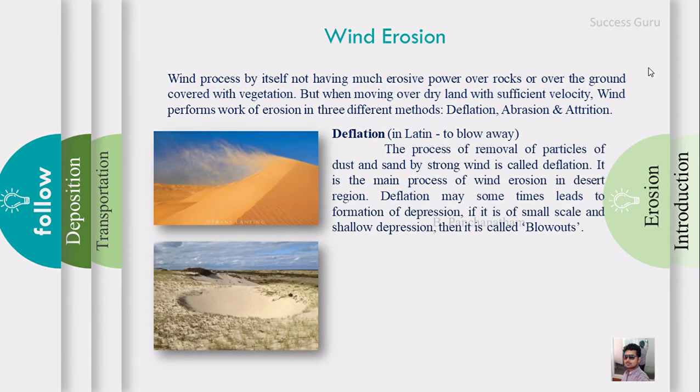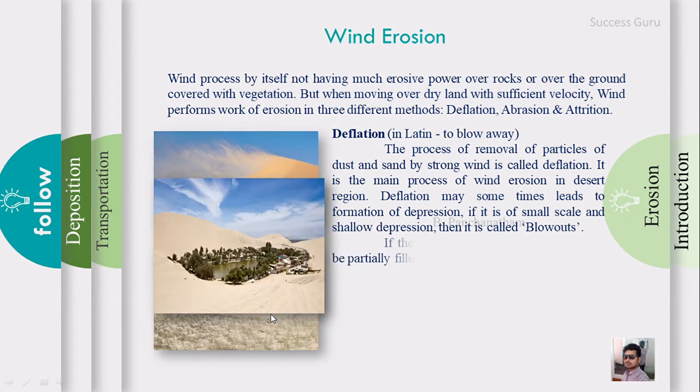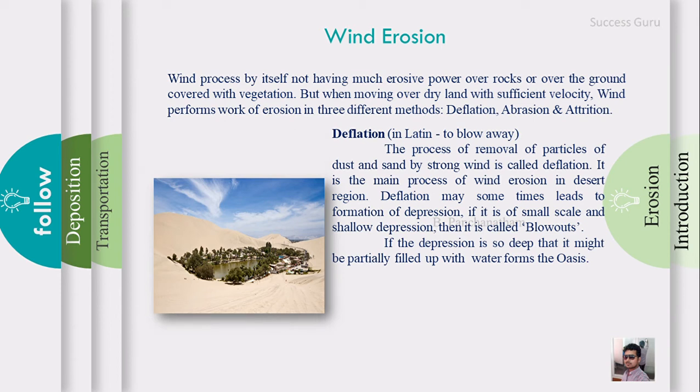The first one is deflation. In Latin it means to blow away. The process of removal of particles of dust and sand by strong wind is called deflation. It is the main process of wind erosion in desert regions. Deflation may sometimes lead to the formation of depressions, and if it is a small-scale and shallow depression, then it is called a blowout. You can see here the image of a blowout which has been created by the deflation process. And if the depression is so deep that it might be partially filled up with water, that forms an oasis.